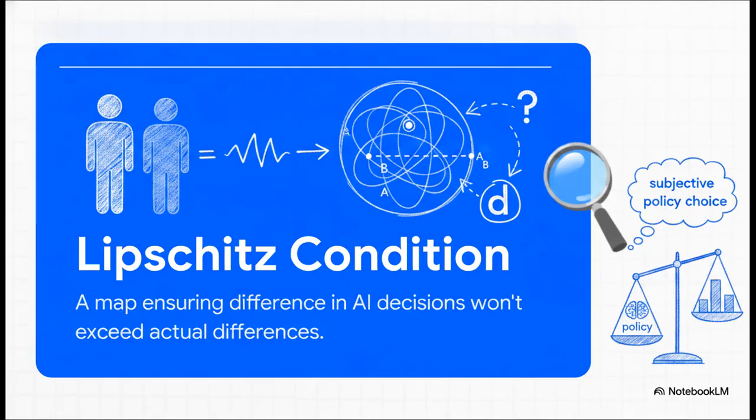Now, this relies on something called the Lipschitz condition. I know, it sounds like scary math, but it basically just guarantees that the difference in the AI's decisions between two people won't exceed their actual real-world differences. But here's the catch.